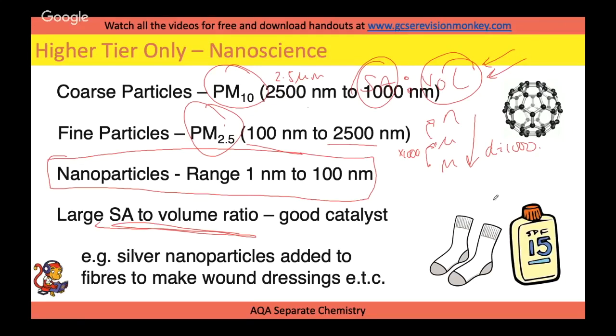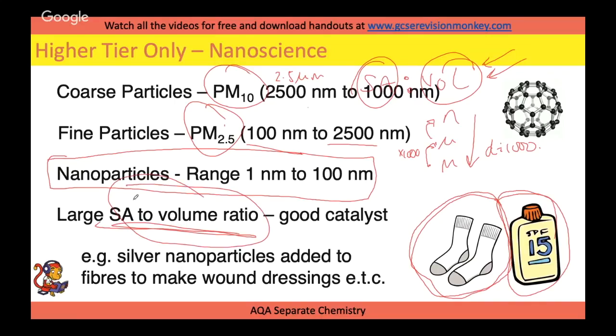There's several uses. Now, they will probably give you a use in the exam, like sun cream or a random use that you've never heard about. Don't worry about that. Just be resilient and just remember the key points with these. The large surface area to volume ratio makes them good at whatever job they are doing. Just bear in mind as well, silver nanoparticles might come up. Silver has antibacterial properties. So they were talking about putting silver nanoparticles in fibres, for example, making socks with silver nanoparticles in so that they don't get smelly.